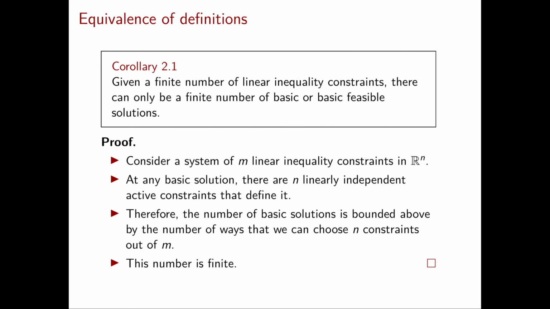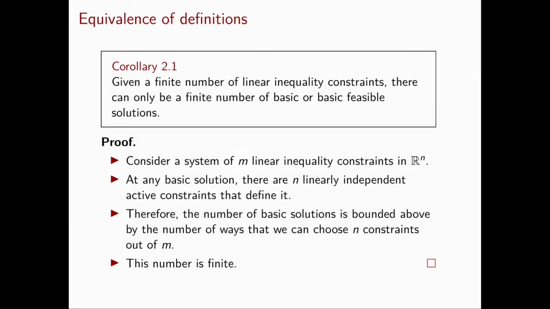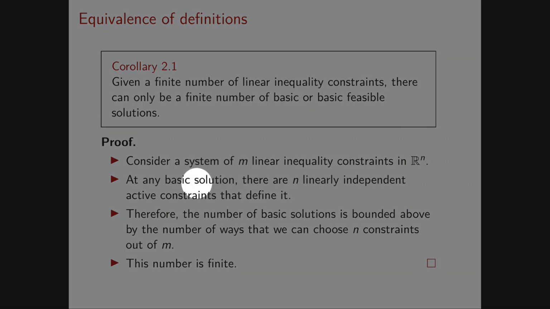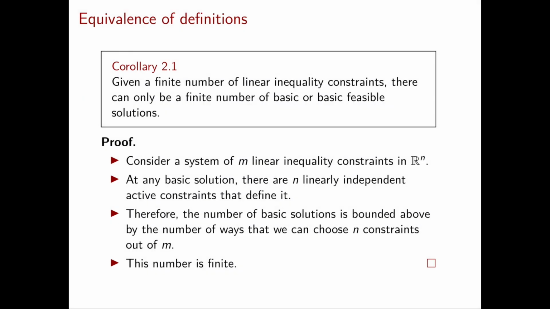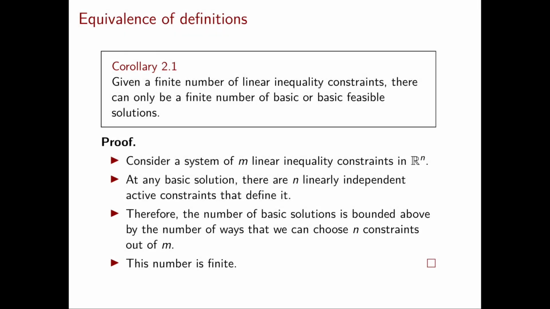So let's look at a polyhedron, which is always given by a finite number of linear inequalities. Let's say these are m linear inequality constraints, and let's assume, as always, that our space is R^n. Now, in any basic solution, we have n linearly independent active constraints that define such a point. And this immediately implies that the number of basic solutions is upper bounded by the number of ways that we can choose n constraints out of m, which of course is a finite number.